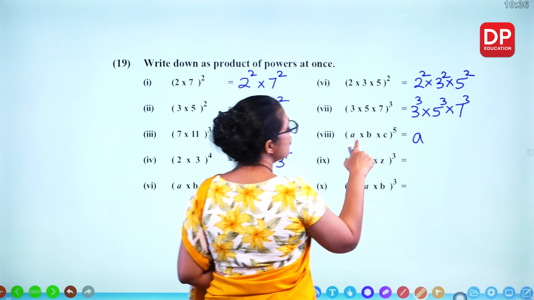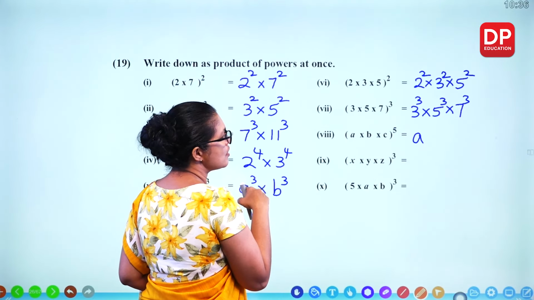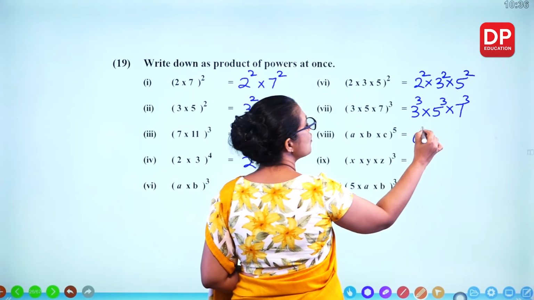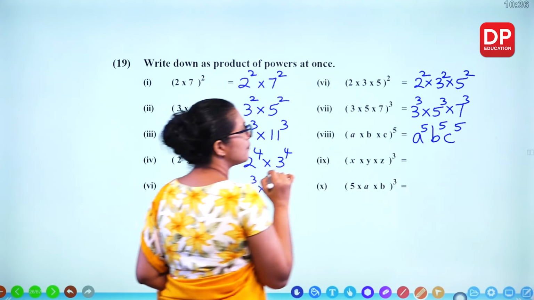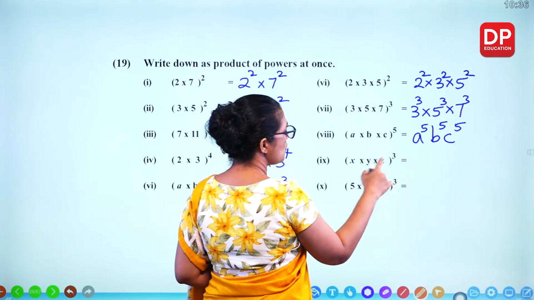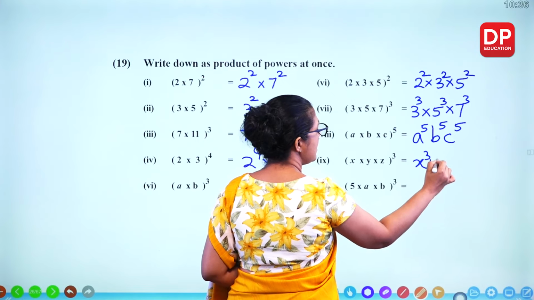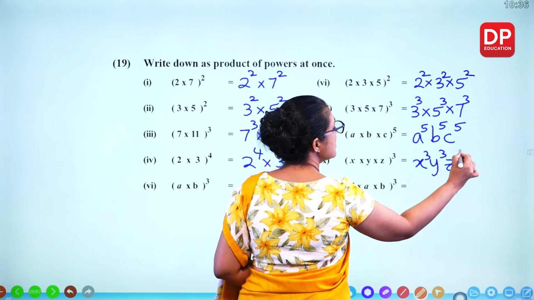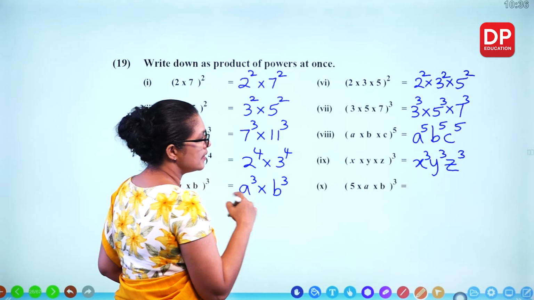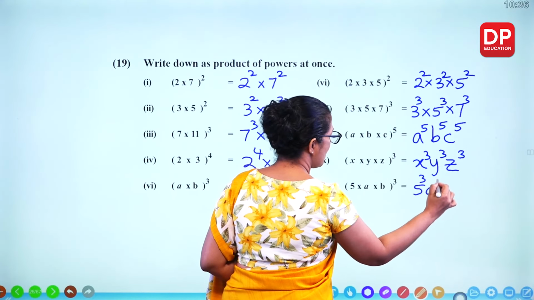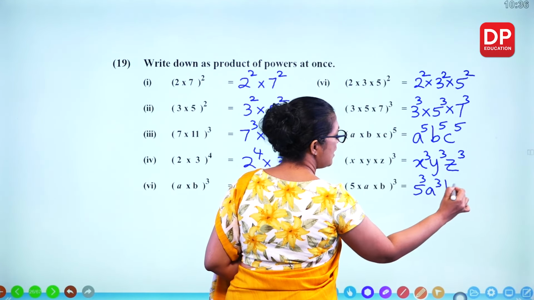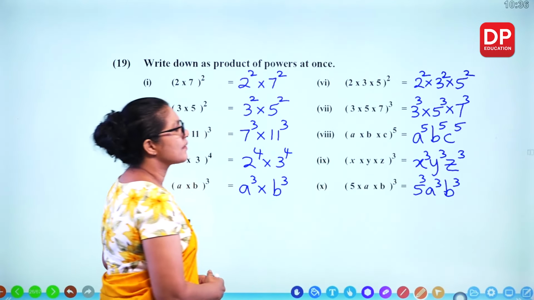Here you don't need to write down multiplication when there's letters. a to the power 5, b to the power 5, c to the power 5. This one x to the power 3, y to the power 3, z to the power 3. This one 5 to the power 3, a to the power 3 and b to the power 3.